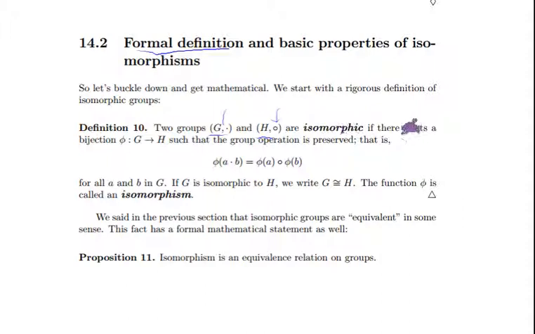So two groups are isomorphic if there exists a bijection, so one-to-one onto mapping between the groups, such that the group operation is preserved. And that's this idea that if you take the group operation first and then take the mapping, that's the same thing as mapping each individual component and then taking the second group operation.